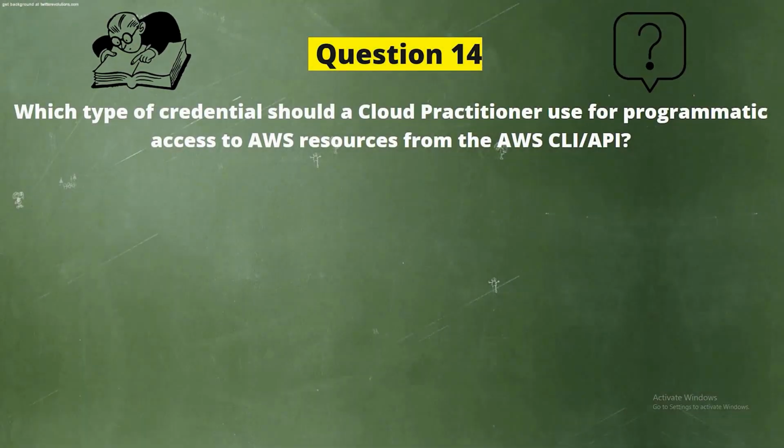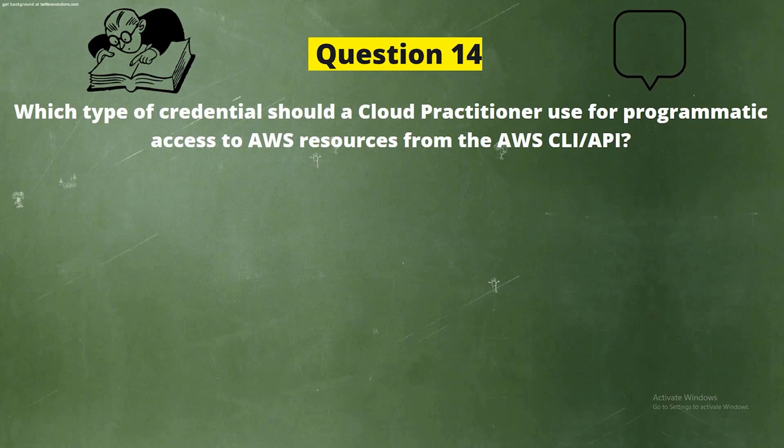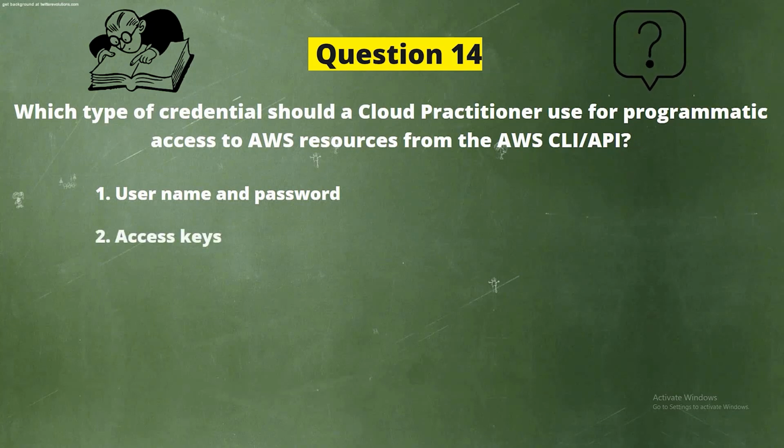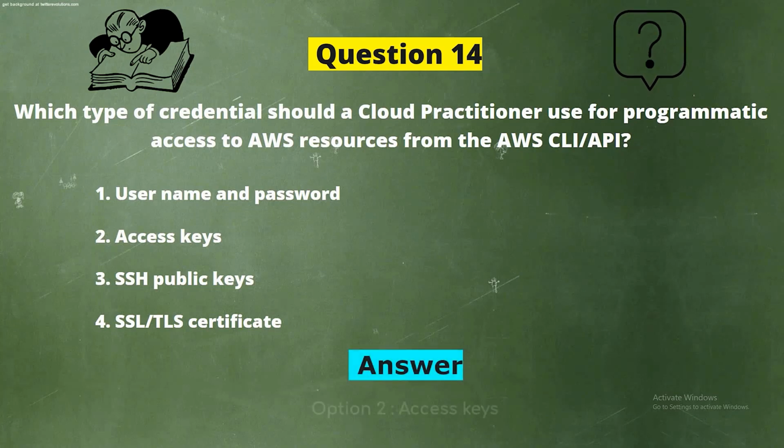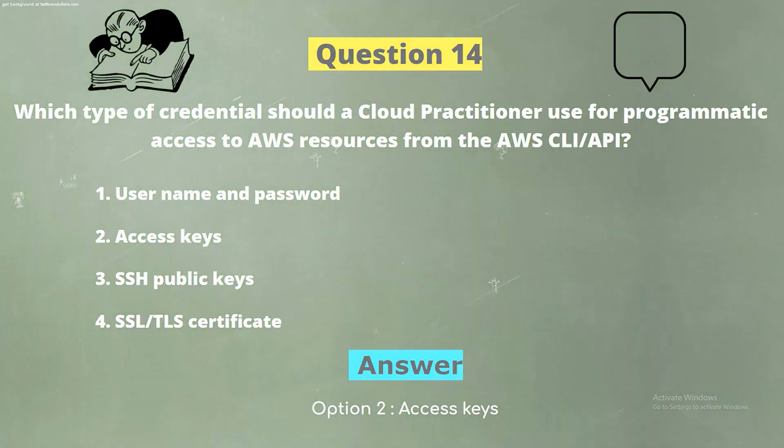Next question. Which type of credential should a cloud practitioner use for programmatic access to AWS resources from the AWS CLI/API? And the options are: Option 1, username and password. Option 2, access keys. Option 3, SSH public keys. Option 4, SSL/TLS certificate. And the correct answer is Option 2, access keys.